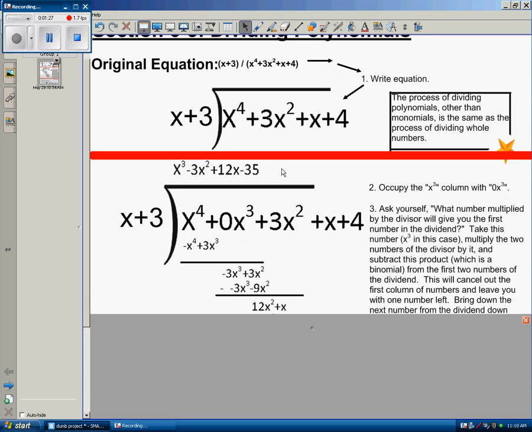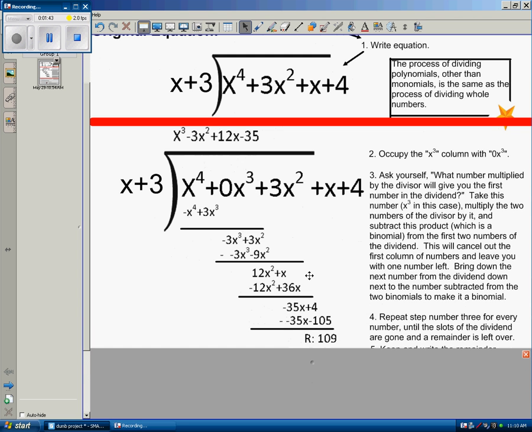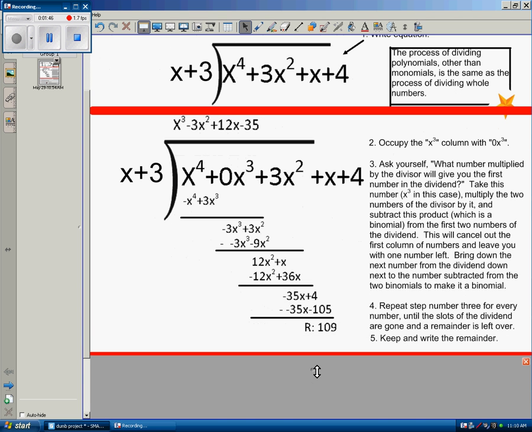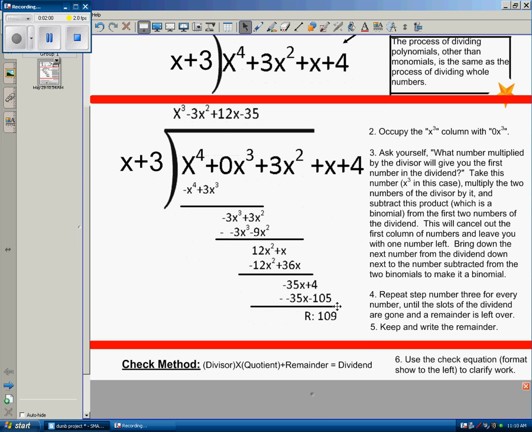From there, you go on to the next column in the dividend and bring down that number. If it's a positive number, you add it to the number you were left over with, but if it's negative, you would subtract it from the number that you were left over with. So, you repeat this step until you are left with no more columns and one remainder left over. This is an important number, so you need to keep it, and once you reach the end of your columns, you will have worked up a set of numbers up top, which you also need to keep in mind, because you need to use the check method to make sure your answer is correct.